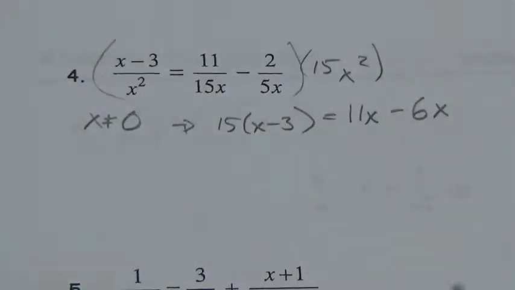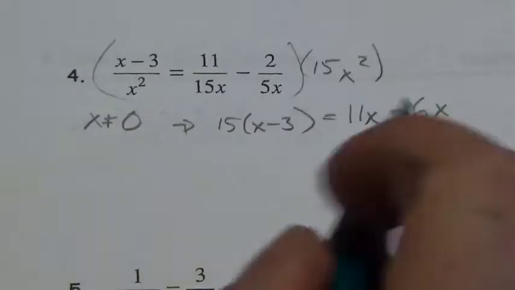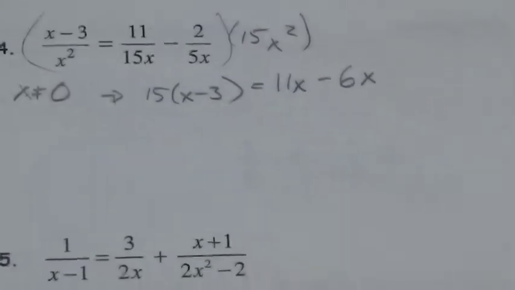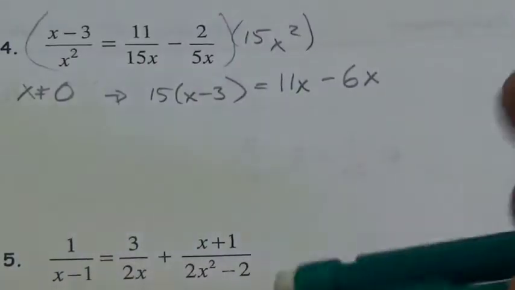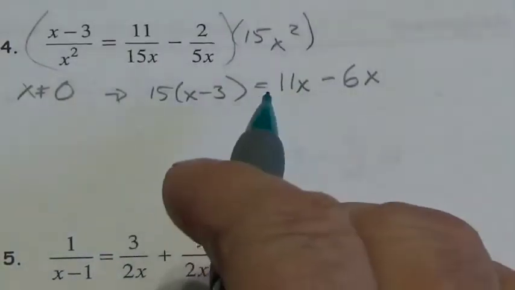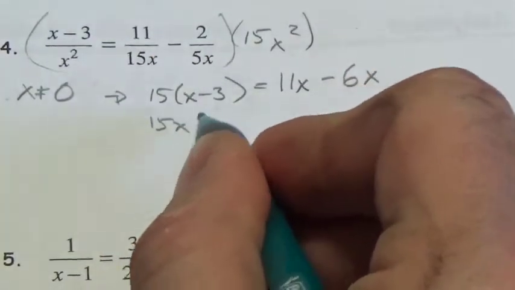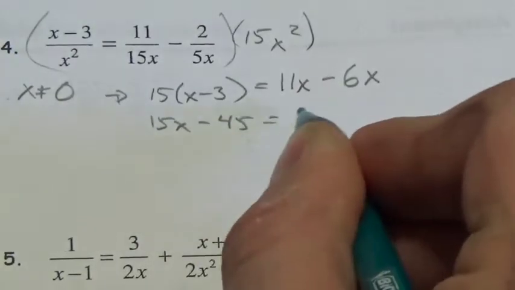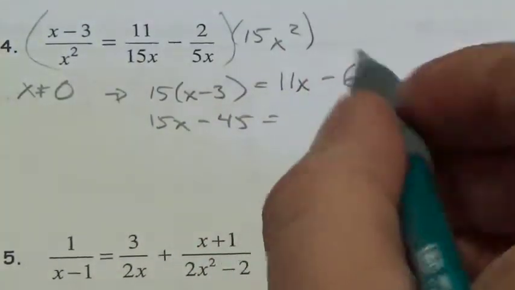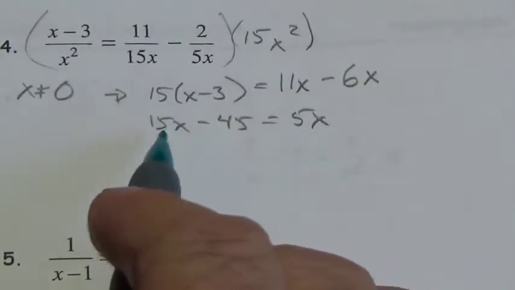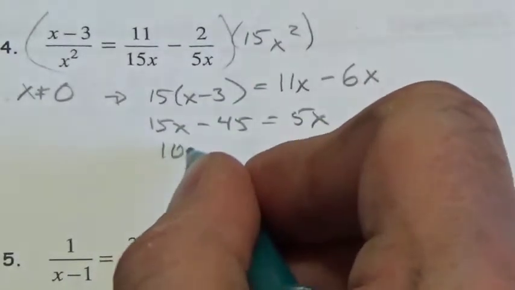Now, there's nothing wrong with expanding out each of those numerators with that 15x squared. Nothing wrong with that at all. It's just not necessary. So now I've got this regular old linear expression here. If I multiply that through, that'll be 15x minus 45 is equal to, well, 11x minus 6x is going to be 5x.